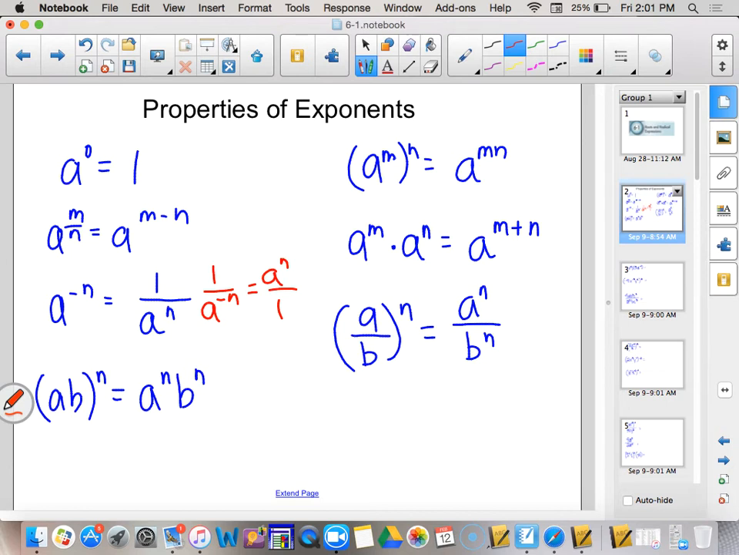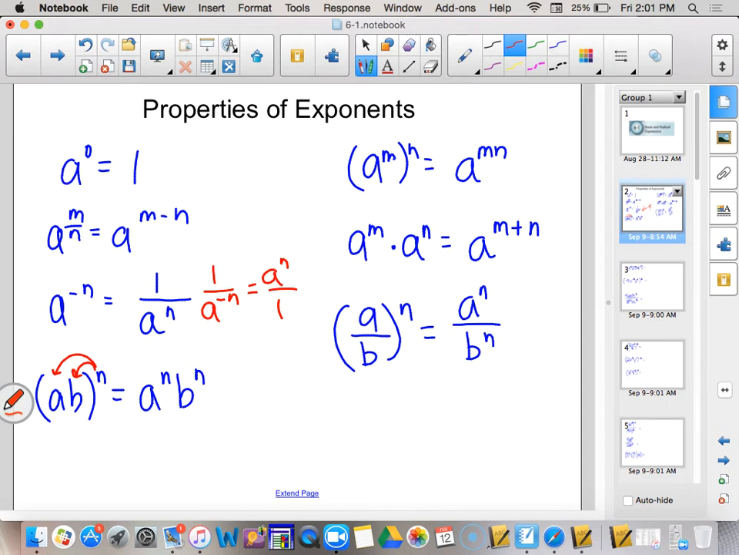This one right here, a and b in parentheses, I'm raising them both to the n power. So it's kind of like distributing that n out to the exponent spot. I'm going to raise a to the n power, and I'm going to raise b to the n power. So I have a to the n times b to the n.